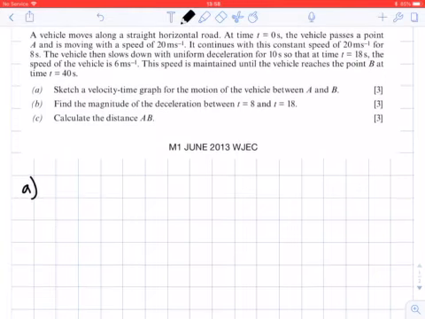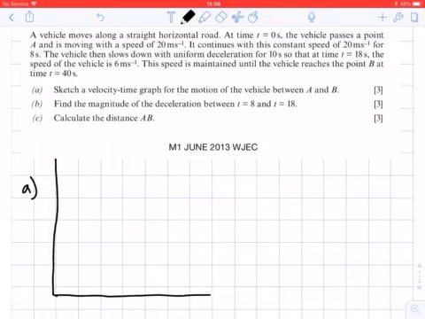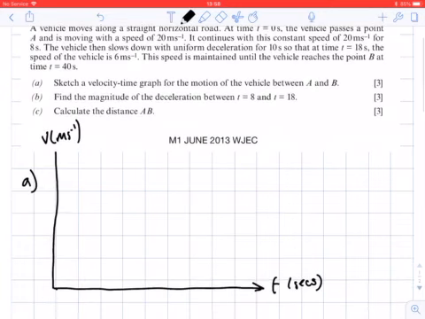So if we just look at what this vehicle's doing, remember on a velocity time graph, please don't mislabel axes, label everything with their units, because the examiner tends to get a little upset when that's not done. So it passes point A when t is 0, so my A value is here, and it passes it at a speed of 20 meters per second, so I'll mark off 20 meters per second there, and it continues with that speed for 8 seconds. Okay, so there's the first part of my journey.